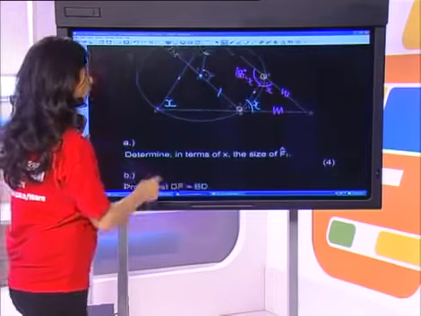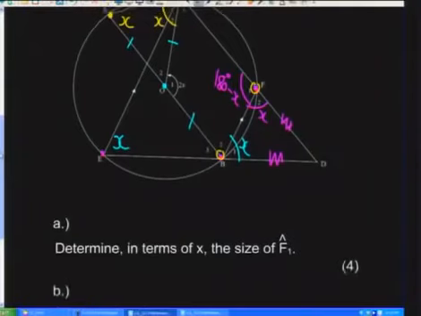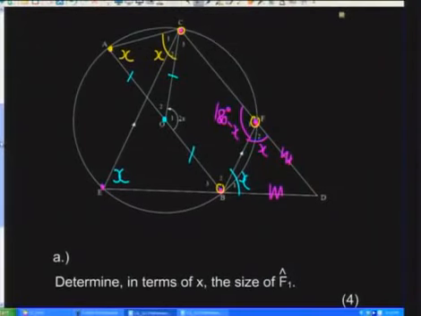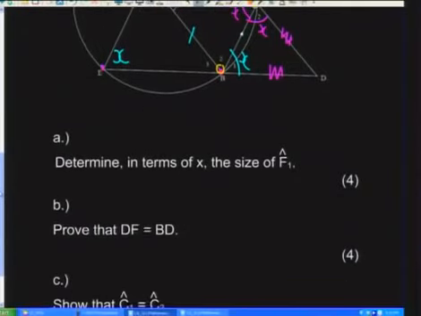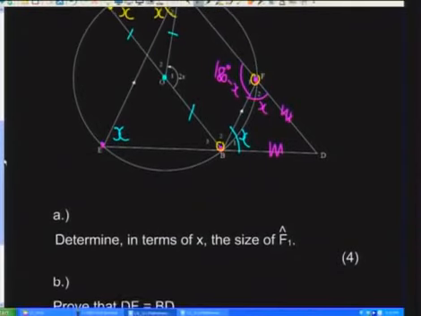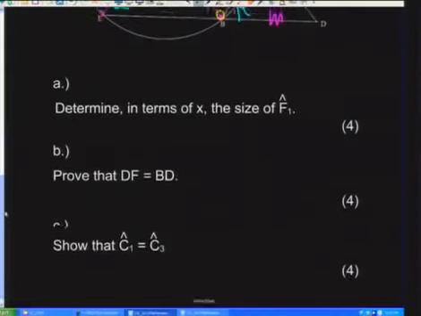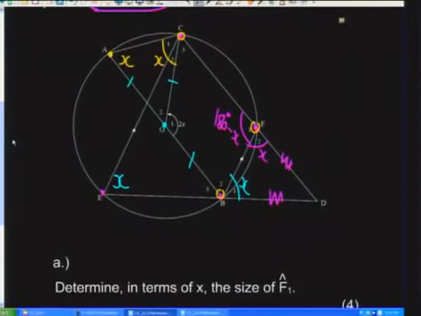Okay, so if we now look at the questions, determine in terms of x the size of F1, where's F1? Well, we found it. There it is. Did we find that DF was equal to BD? There it is. Did we find that C1 is equal to C3? Well, we found that C1 plus C2 was equal to x. And the question is, could we say something about C2 and C3? Could we say something about that, that angle over there?